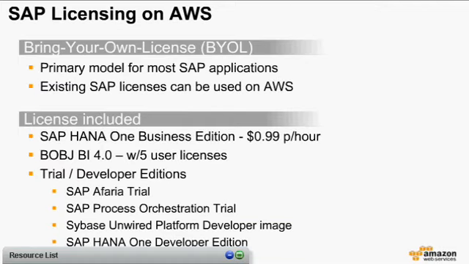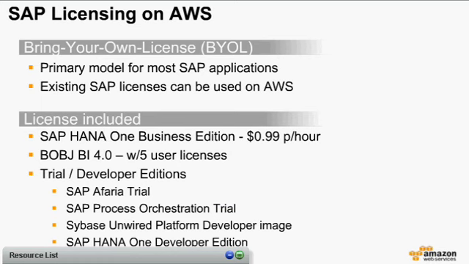From a licensing perspective, primarily it's a bring your own license model. So if you were to deploy SAP ECC today or HANA, for the most part you would bring your own license. You'd make the purchase from your SAP sales rep, and then you would bring that license and deploy that software on the AWS platform.